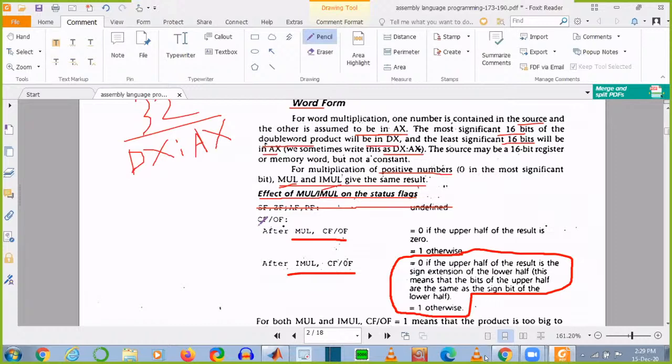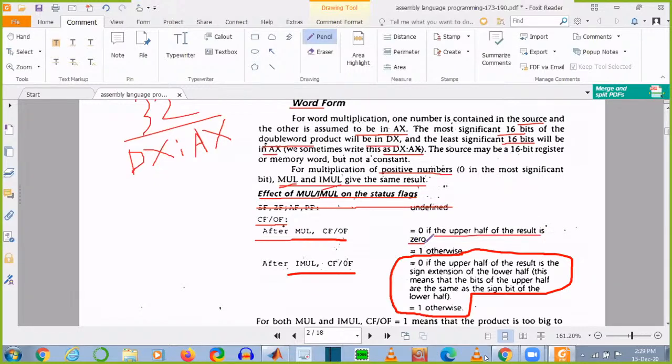Yes sir, I understand. Okay, after that we have CF and OF. What will be the effect of unsigned multiplication and signed multiplication on CF and OF? After the multiplication operation, meaning unsigned multiplication, CF and OF will be 0 if the upper half of the result is 0.